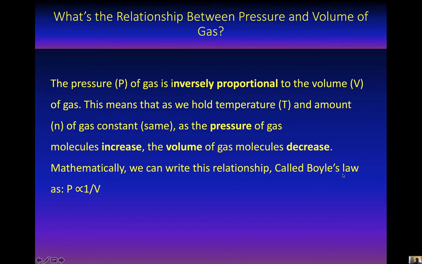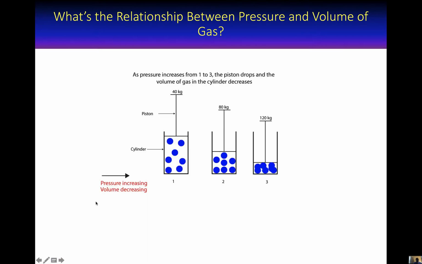Mathematically, we can write this relationship, called Boyle's Law, as P is proportional to 1 over V, where P is the pressure and V is the volume of gas.